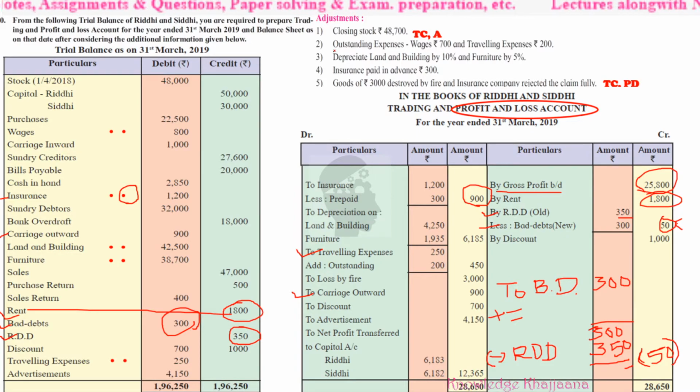Traveling expenses are also outstanding. How much is the amount? Rupees 200. So 200 we have to add to the traveling expenses. See, traveling expenses, add outstanding rupees 200. Okay, so the total amount of traveling expenses is rupees 450.